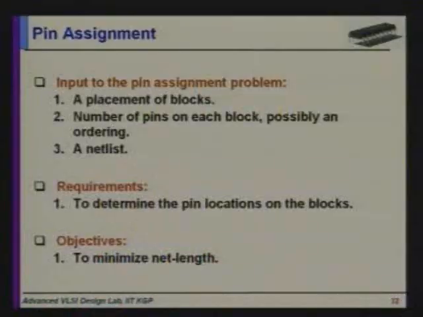In the pin assignment problem, the input is the placement of the blocks. I know the placement of the blocks, the number of pins in each block, possibly an ordering, and a net list, to determine the pin locations on the blocks and to minimize the net length. The objective is to minimize the net length. See, these problems are actually interconnected. I cannot optimize fully until I take the complete problem together.